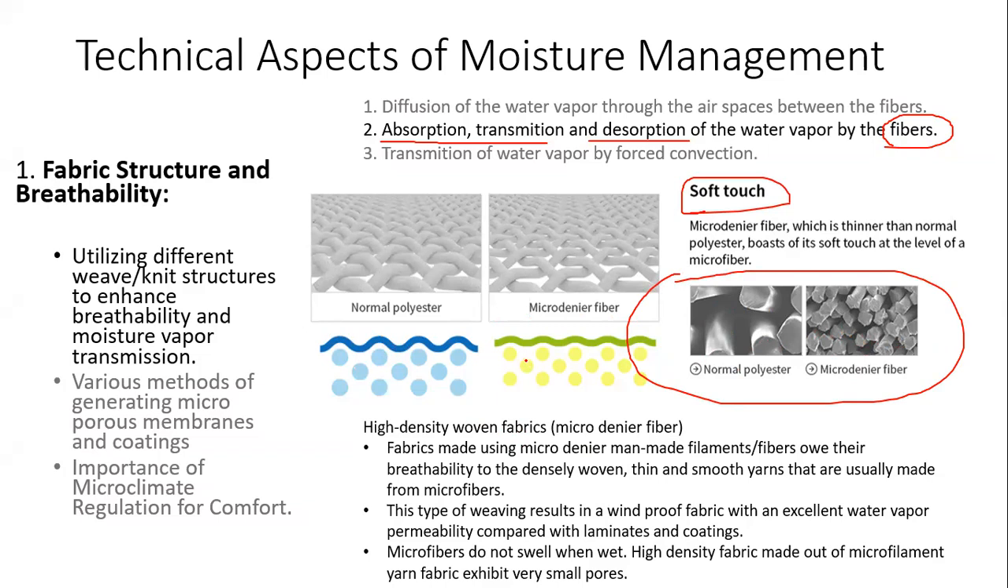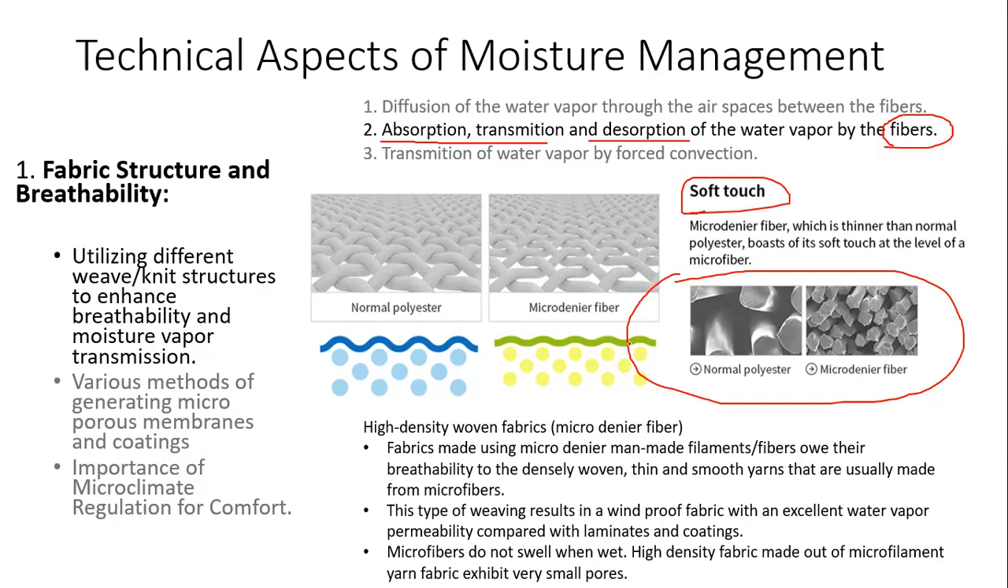It's more even, more compact. The surface area is high. See, the surface area is high. Therefore, we call these high density woven fabric or microdenier fiber developments. The fabrics made using these very tiny microdenier man-made filaments have very good breathability.